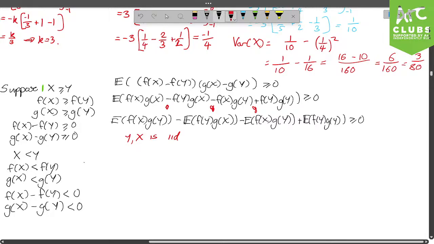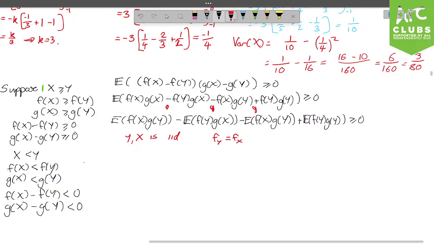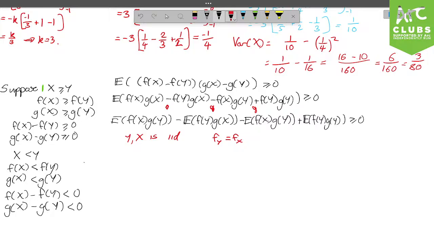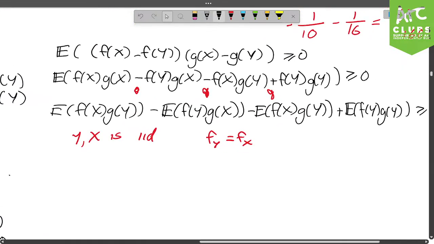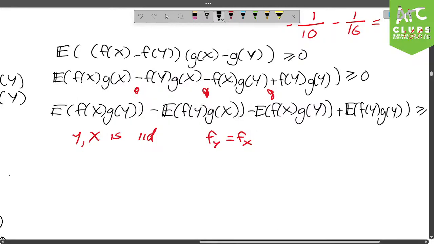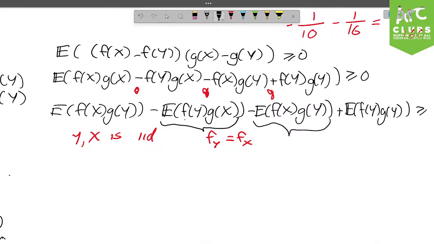That means that fy and fx are the same function. And they're also independent. There are a couple of facts that we can use here. Since they're independent, this expectation value here and this expectation value here can be broken up, because we're multiplying two functions that are independent. A transformation of y and a transformation of x are going to remain independent.